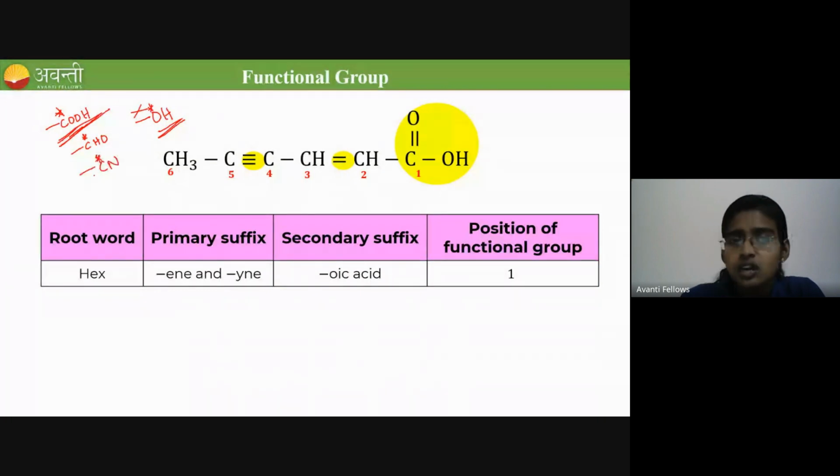Now, if your compound contains NH2, will you number this nitrogen? No. Yes, Lakshmi, tell me.